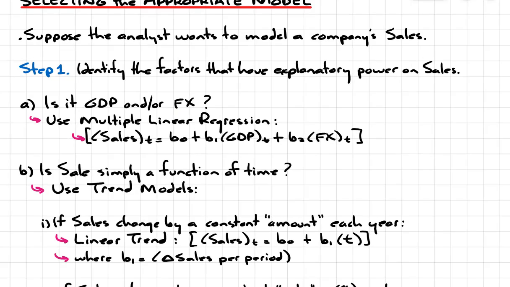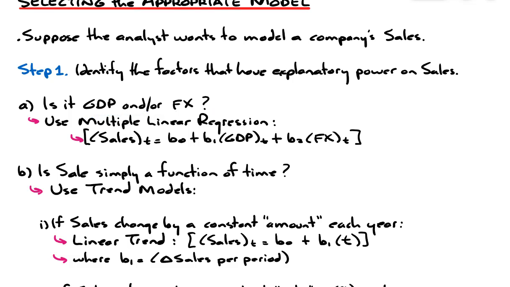So if that's the case, where sales depends on these external factors, the analyst may want to use a multiple linear regression. So the way this would be set up is as follows. So sales would be dependent upon what's happening with GDP and the exchange rate.